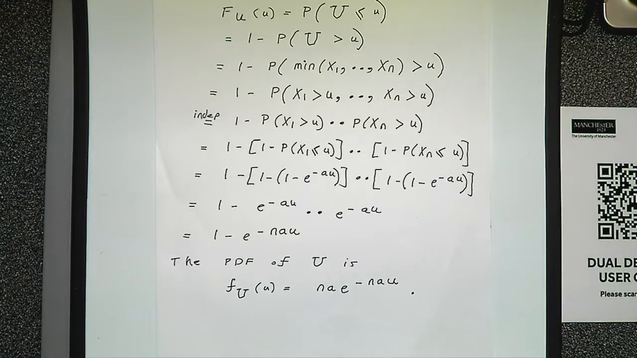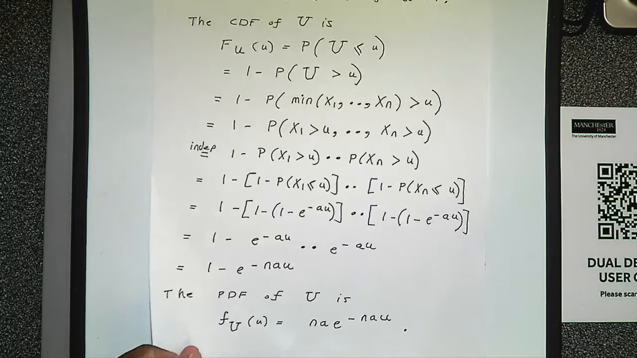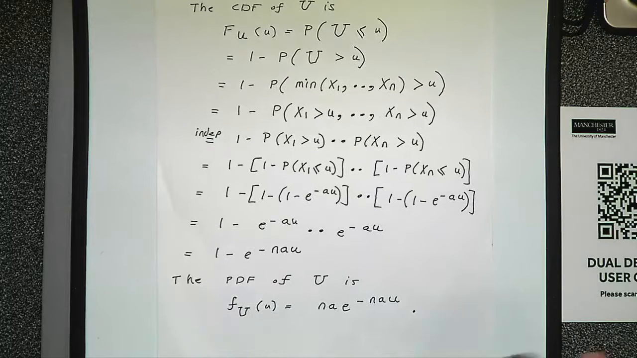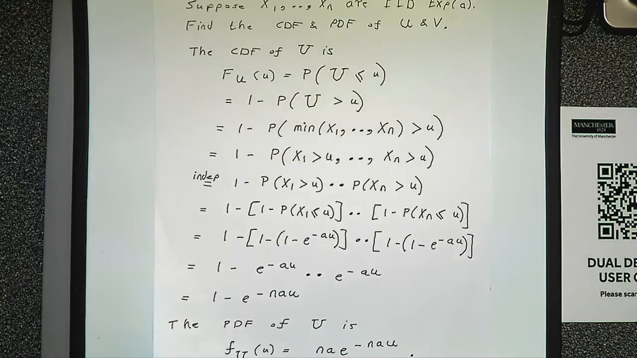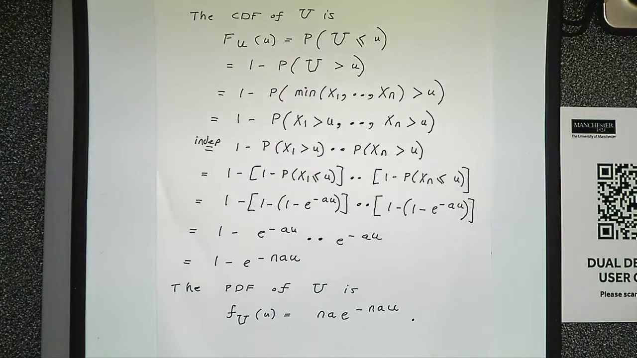All right, guys. So that completes the first part of example 1. Any questions so far? The second part is to find the CDF and the PDF of V. Remember, V is the maximum portfolio loss, right? So let's see how we can do this.